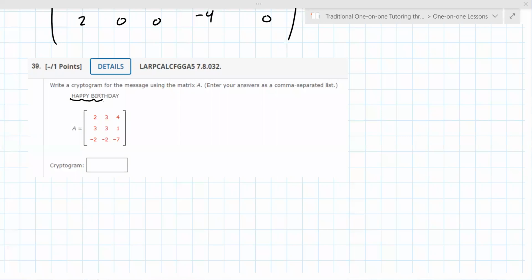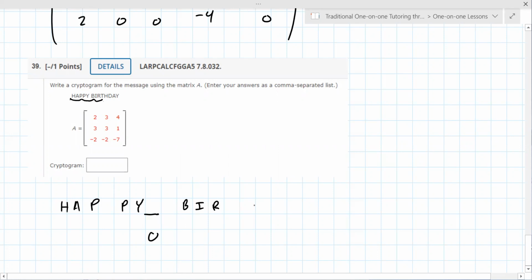Oh, they want zeros in between. Okay. So we're gonna go H, A, P, P, Y, and then space, which is gonna be a 0. B, I, R, T, H, D, A, Y, and then I guess we'll leave a space at the end. So we gotta get the letters for these.